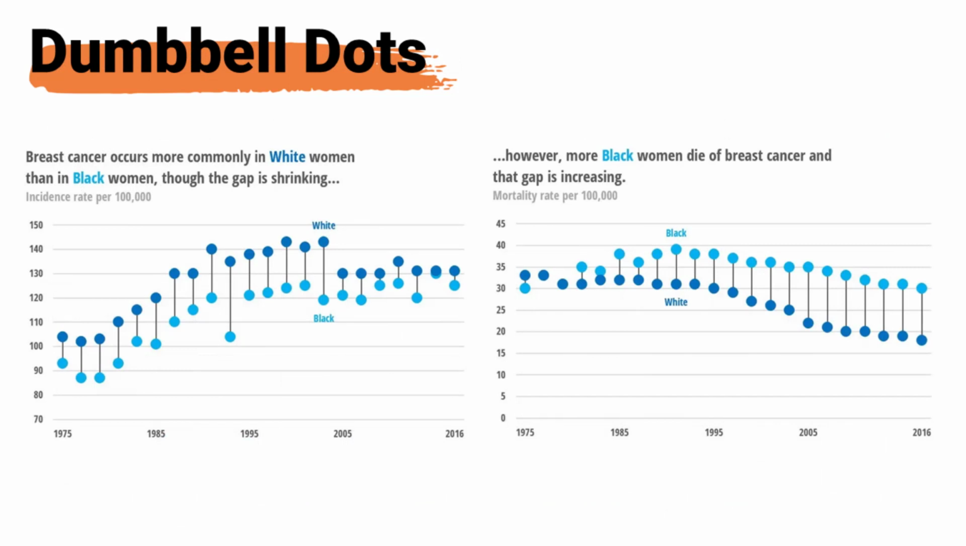So let's reshuffle the data so that incidence rates are paired together and mortality rates are paired together using scales that are more appropriate for each set of data. And this time, let's use a graph type that better tells stories about disparity, a dumbbell dot plot. When we cram the data on the same scale, we make it difficult to see these important disparities in each data set.